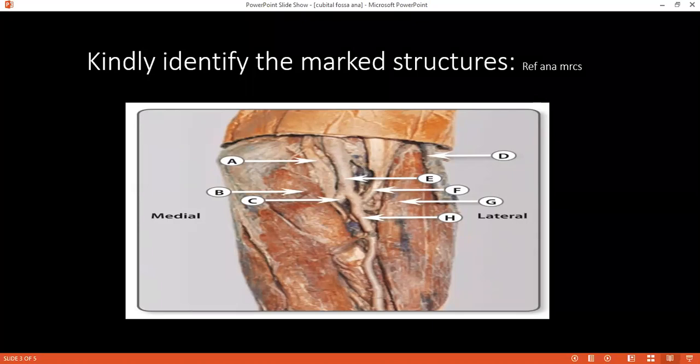Yes, good. Right. Can you also tell me the structures which pass through the spiral groove of the humerus? The radial nerve and the profunda brachii arteries pass through the spiral groove in the humerus. Okay, can you tell me what would be the clinical features if there is a radial nerve injury at the level of the spiral groove?